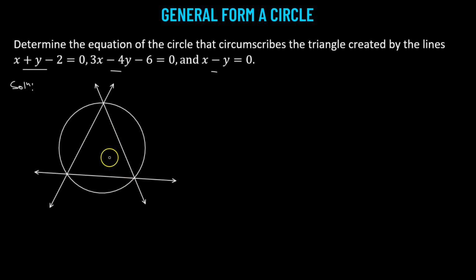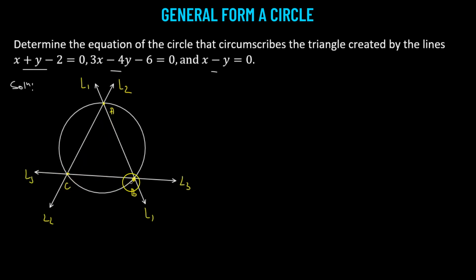So here we have a circle and there are three lines. Let's call the lines L1, L2 and L3. Here we have L1 and L2 intersecting at, let's call it point A. Then we have line L1 and L3 intersecting at, let's call it point B. And then we have line L2 and L3 intersecting at point C.